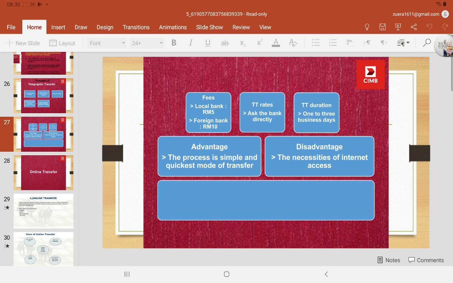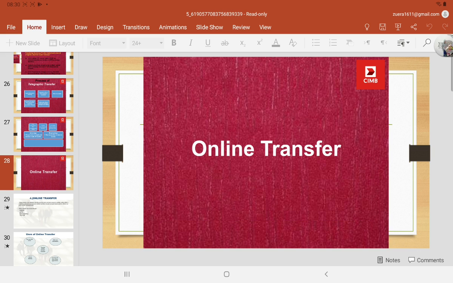Okay, so for the fees and charges, you can search from CIMB Bank or any commercial bank in Malaysia to know the current charges or current fees for the telegraphic transfer that will be charged to the customers.